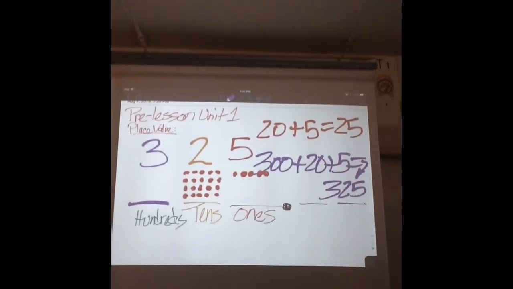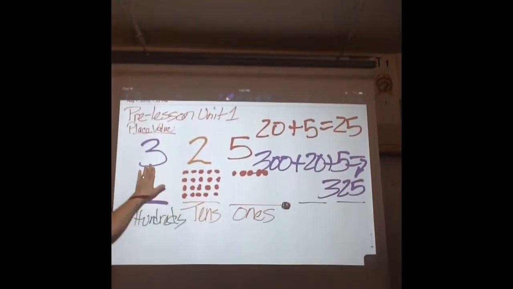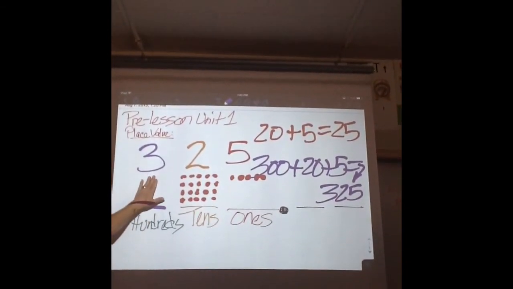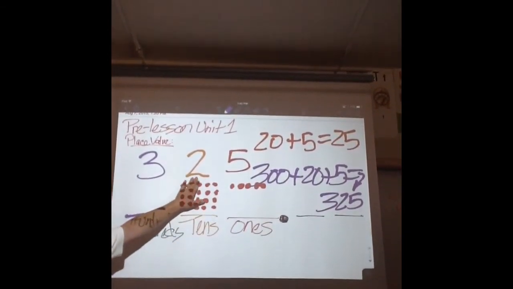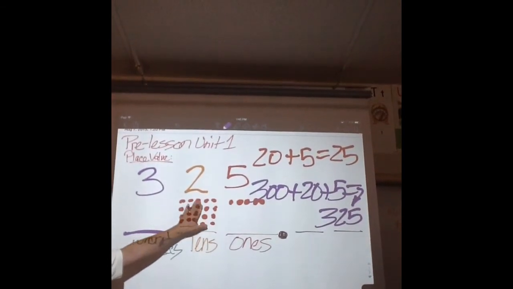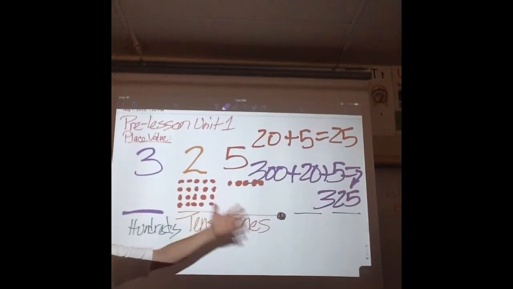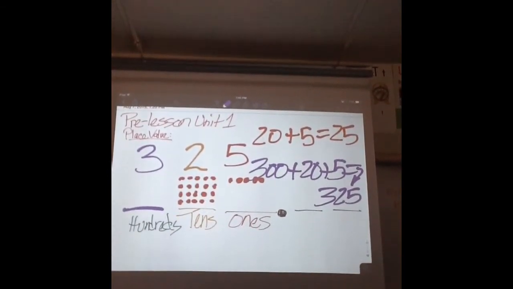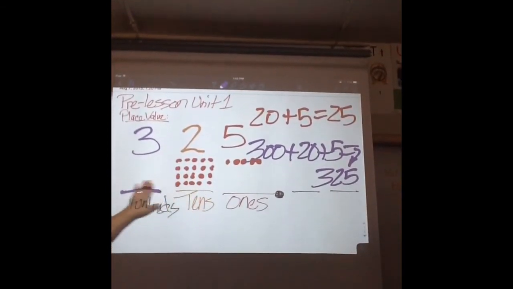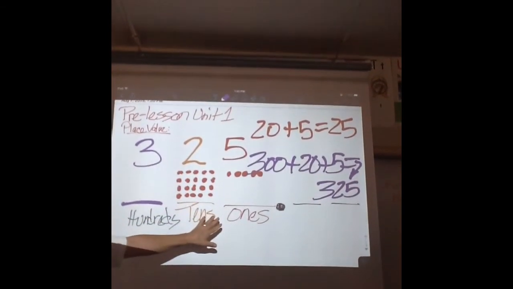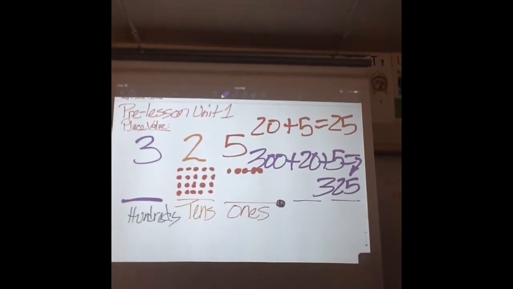Now, does everyone understand that this 3 is not really a 3, it's a 300, everybody. This 2 is not really a 2, it's a 20. And this 5 is 5. Okay, so this is what place value is all about. Does that make sense? Yes.